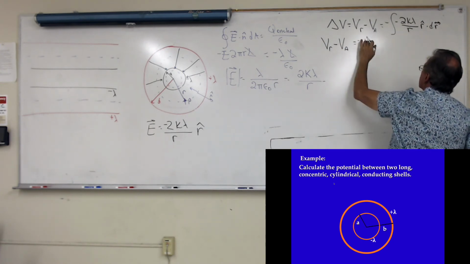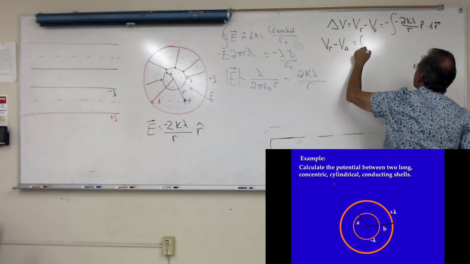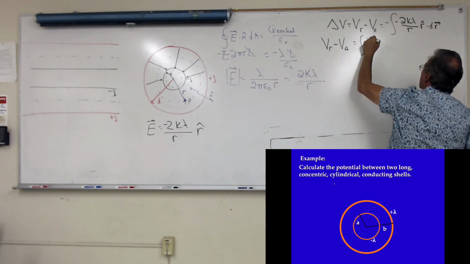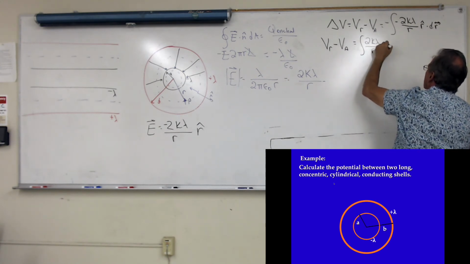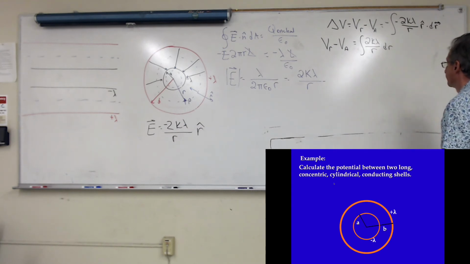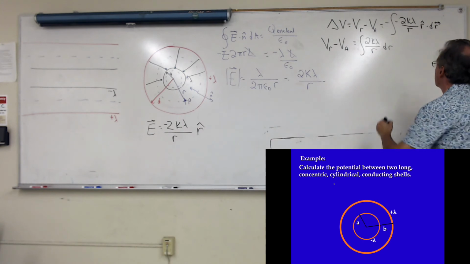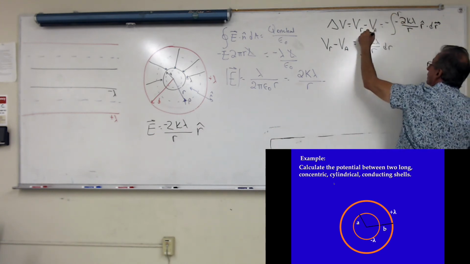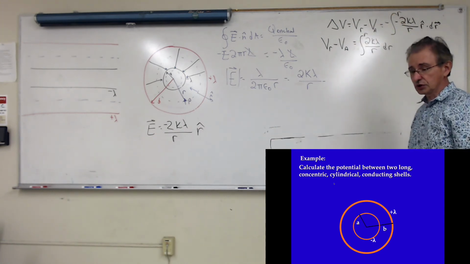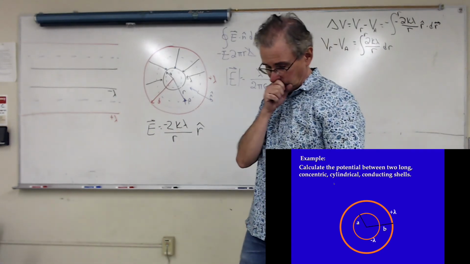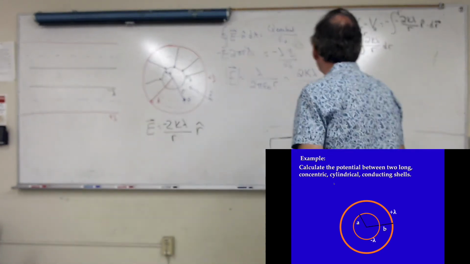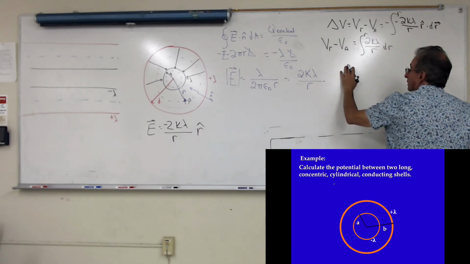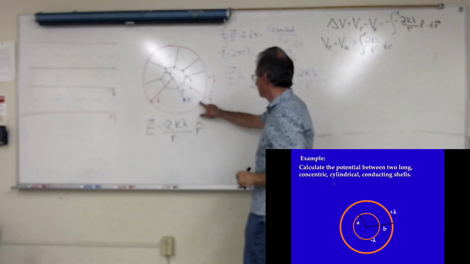Oh, there's two minus signs. They cancel. What are my limits of integration? Well, my final limits are... Where's my initial point? Well, let's assume we know V sub B. Okay, let's assume we know the potential here.